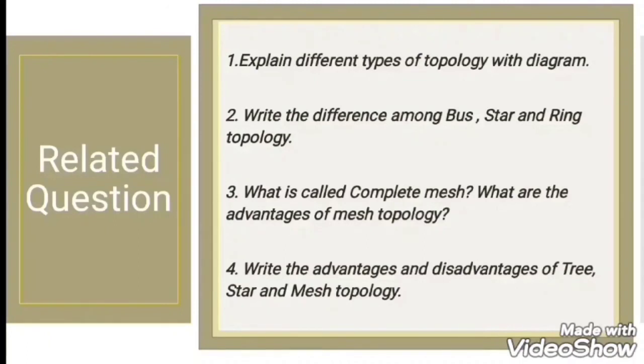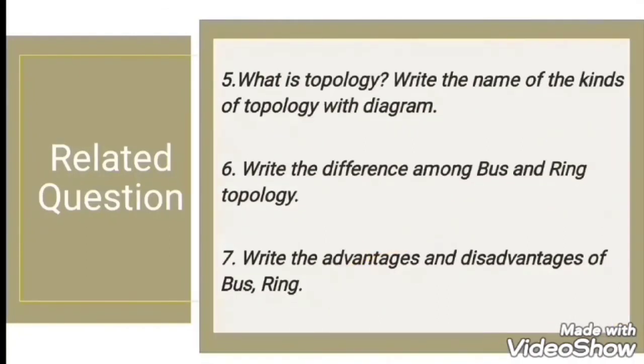Number 4, write the advantages and disadvantages of tree, star and mesh topology. All the questions were discussed in the class very well. Question number 5, what is topology? Write the names of the kinds of topology with diagram. Number 6, write the difference between bus and ring topology. Yes, all the differences are important here. And the last question, write the advantages and disadvantages of bus and ring.